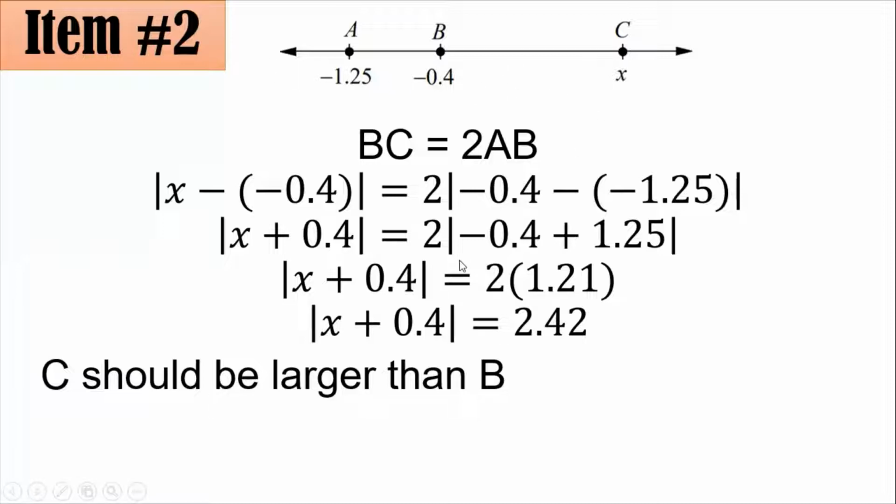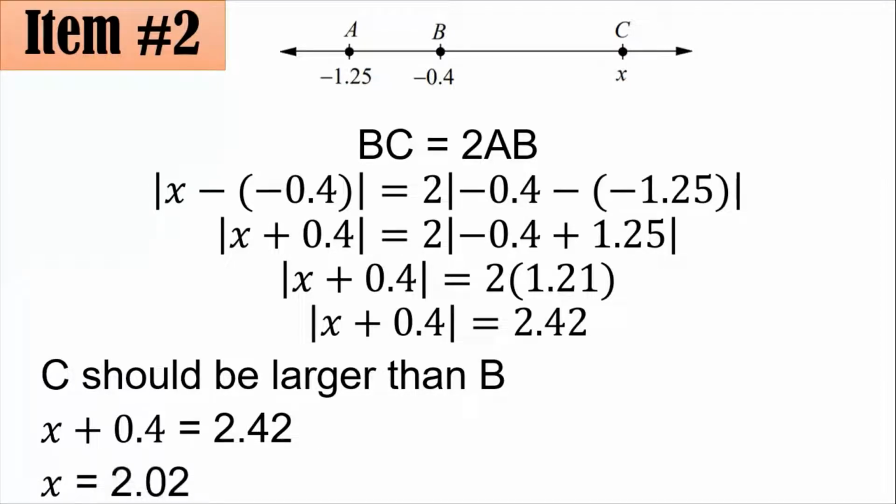So instead, we will equate this x plus 0.04 with 2.42. Subtracting both sides by 0.04, that gives you 2.38. And that is not one of the choices, so it should be letter E. I hope you got it.